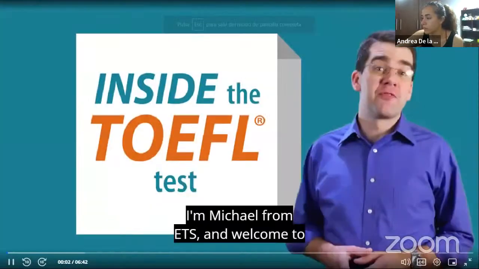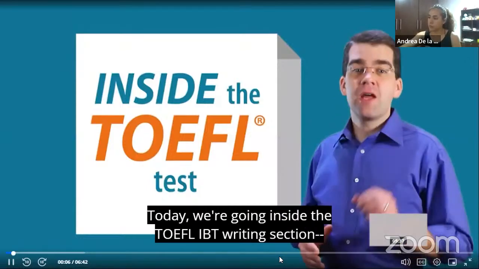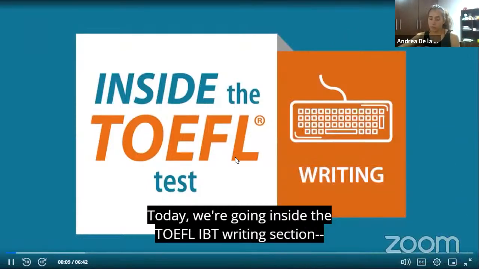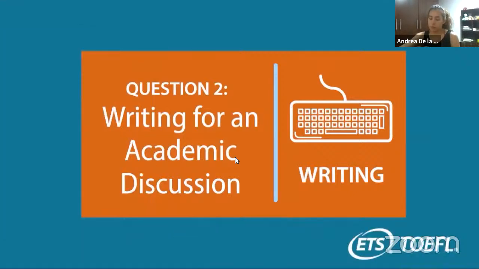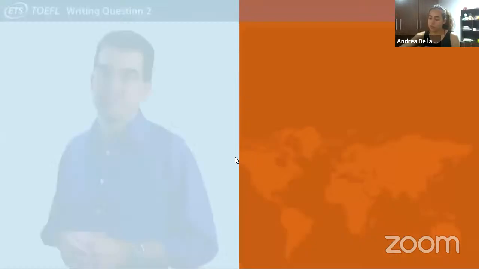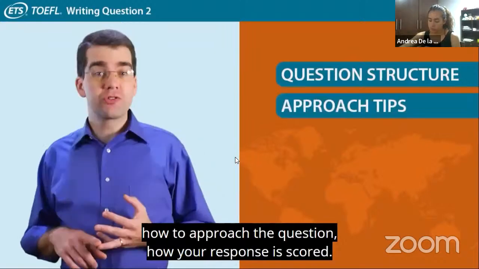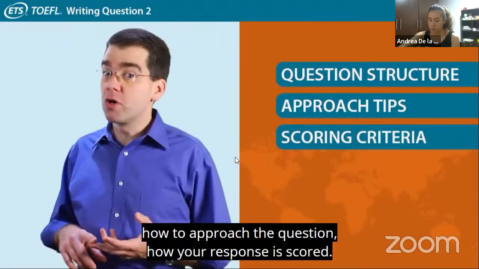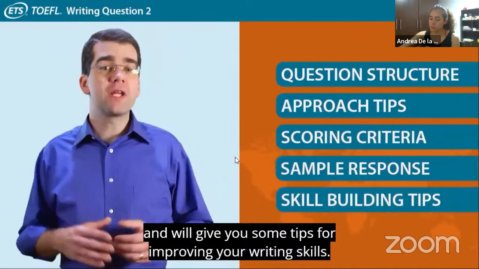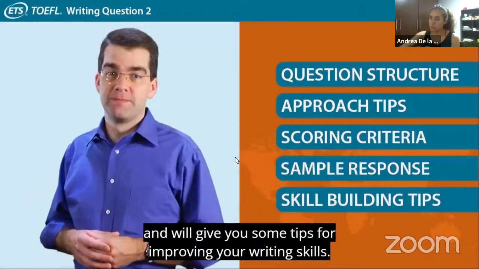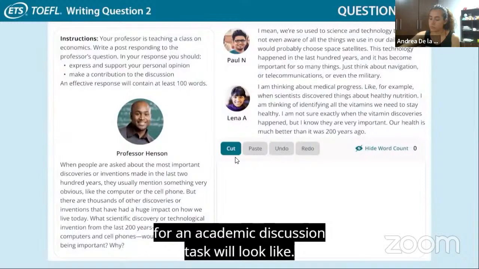I'm Michael from ETS, and welcome to Inside the TOEFL Test. Today, we're going inside the TOEFL IBT writing section, specifically question 2, the writing for an academic discussion task. So in the next few minutes, we're going to look at how the question is structured, how to approach the question, how your response is scored. We'll look at a sample response that received a high score, and we'll give you some tips for improving your writing skills. So here's generally what the writing for an academic discussion task will look like.